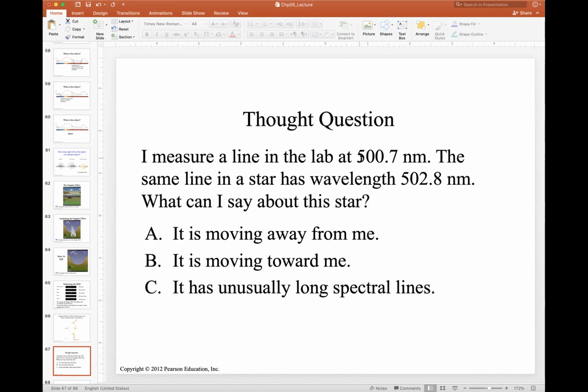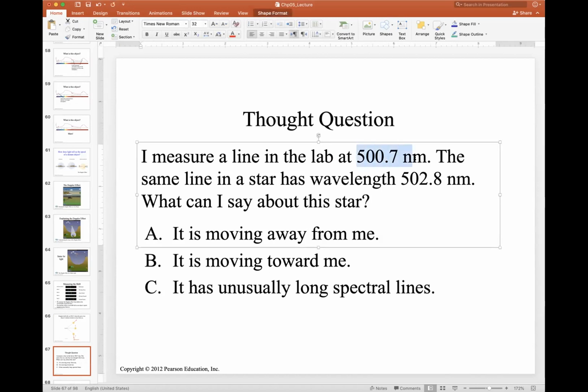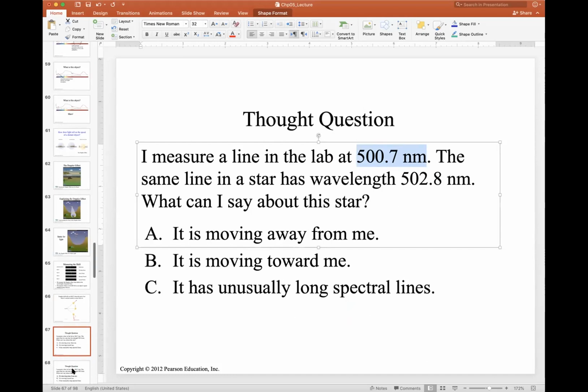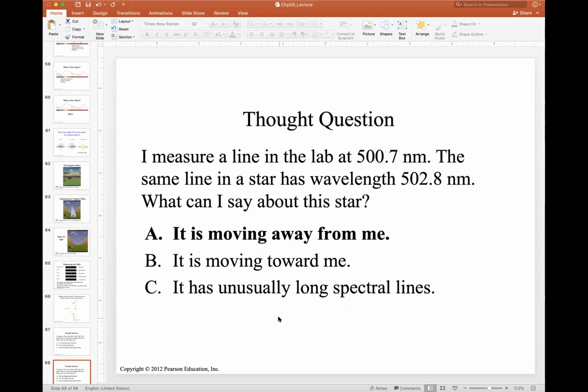So the key is this. The stationary line that I measure in the lab is 500.7 nanometers. It is now 502.8. So it has moved, but has it moved towards the blue or has it moved toward the red? It has moved towards the red portion of the spectrum, right, which is at 700 nanometers. So it is moving away from me.